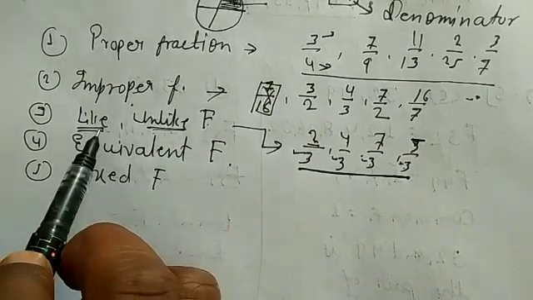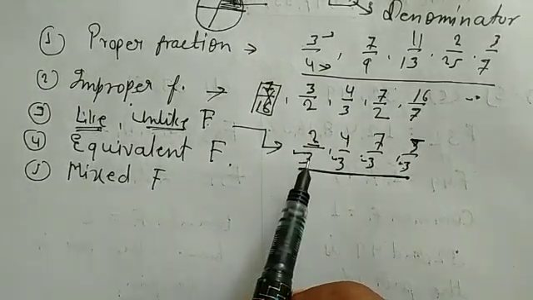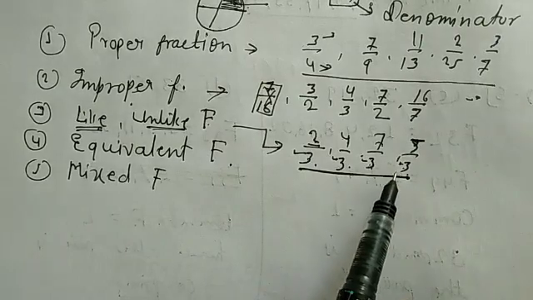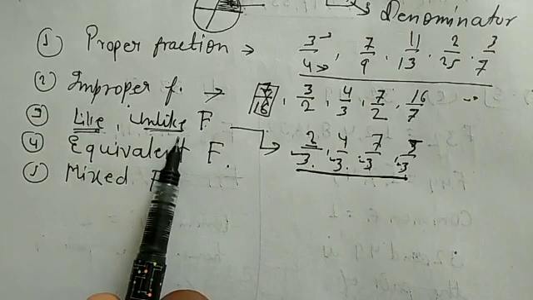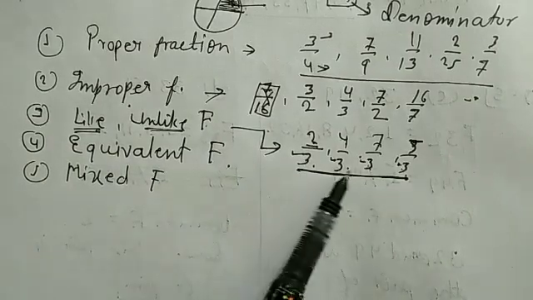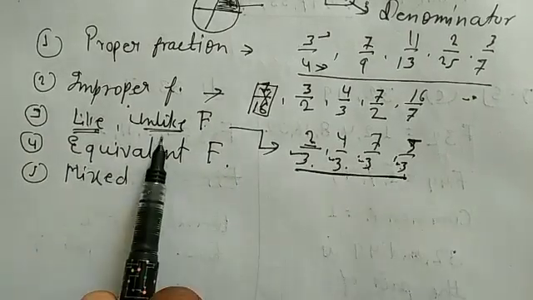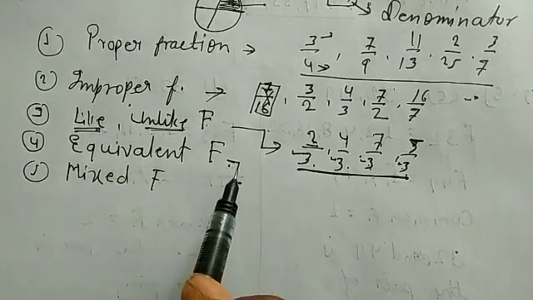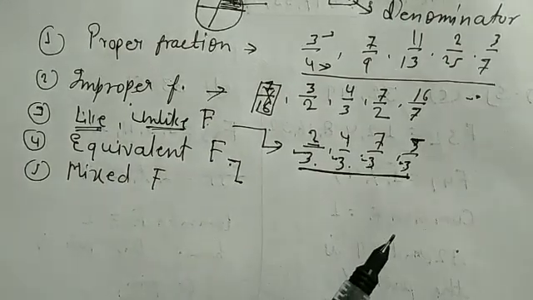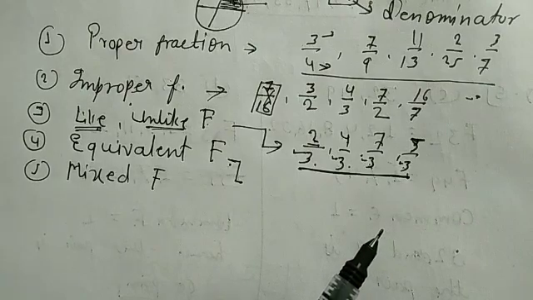Like fractions: two or more fractions whose denominators are the same are called like fractions. If the denominators are different, they are called unlike fractions. Equivalent fractions: two or more fractions that have the same value.